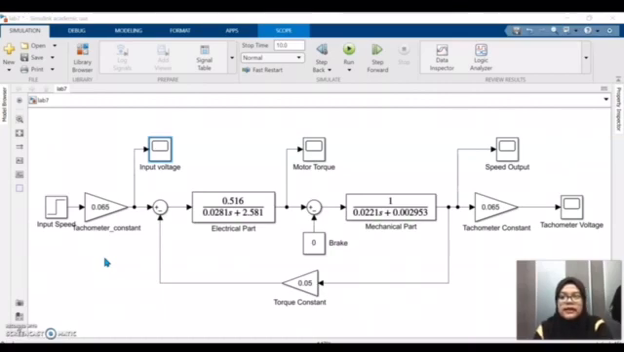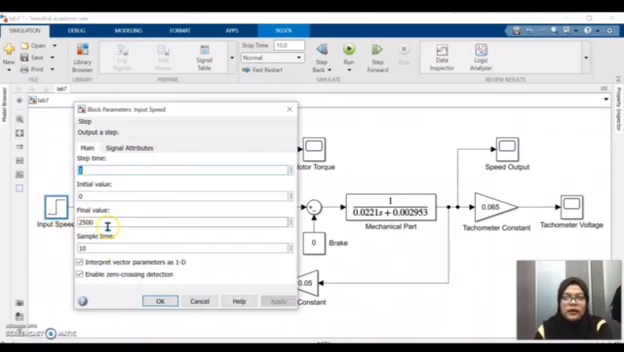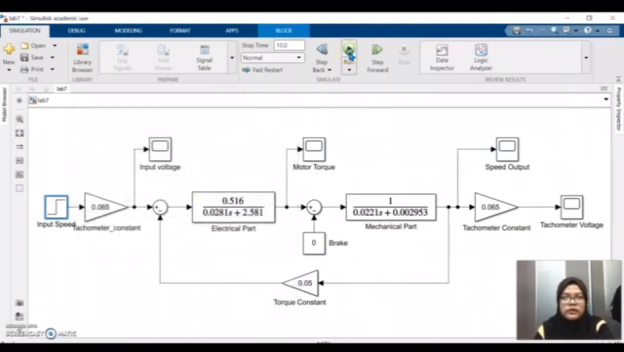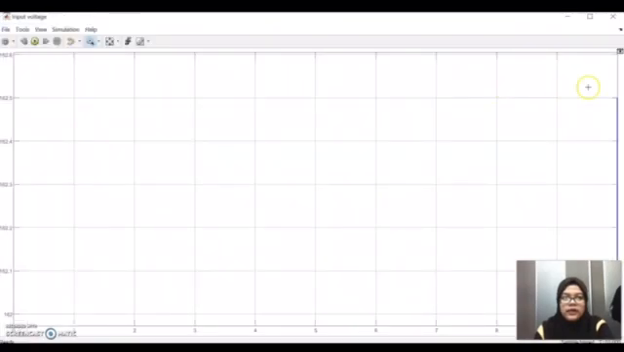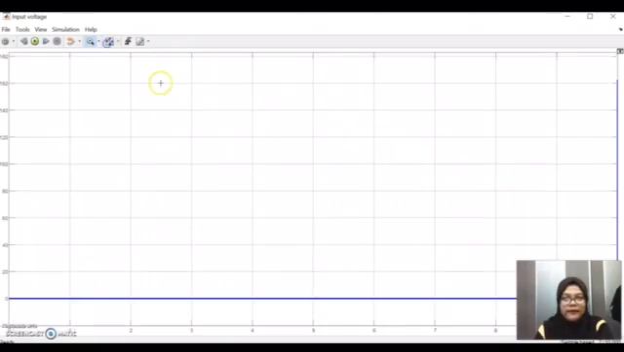So today I will present activity 2 in exercise 8. First, I need to find the input voltage for an input speed of 250 RPM. So I run the simulation, and we can see that the input voltage I get is 162.5.